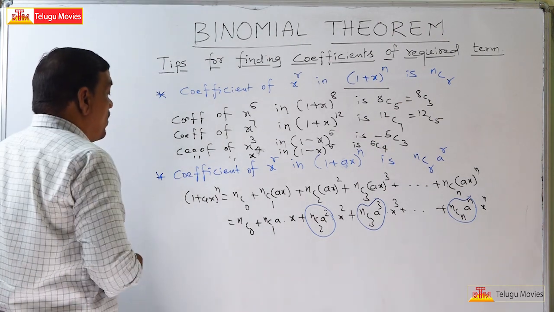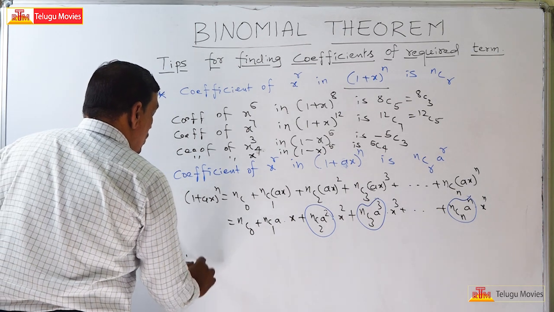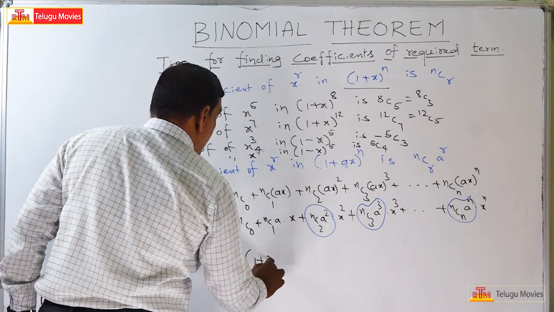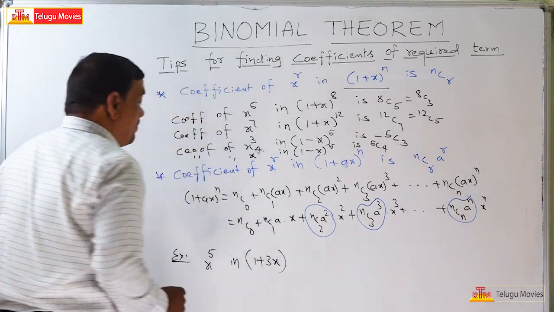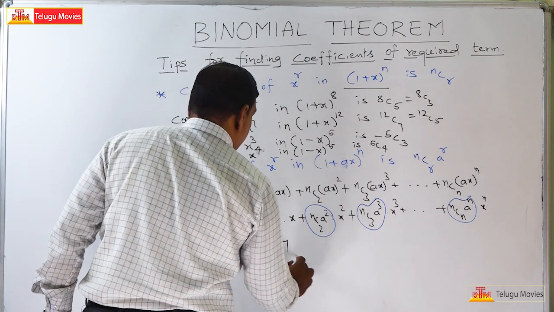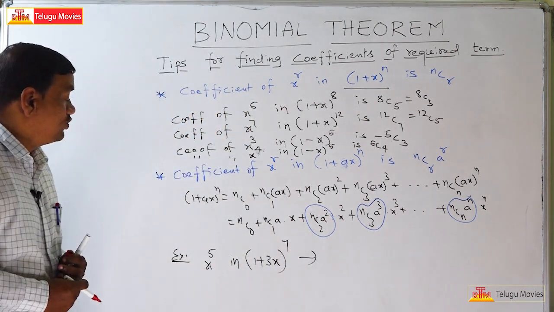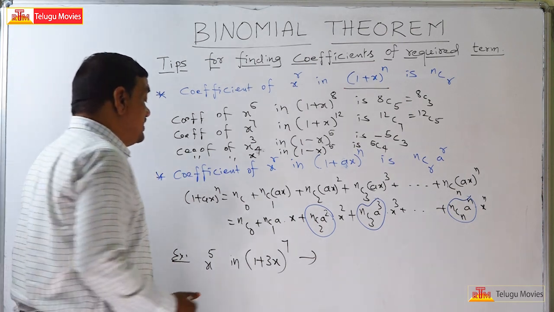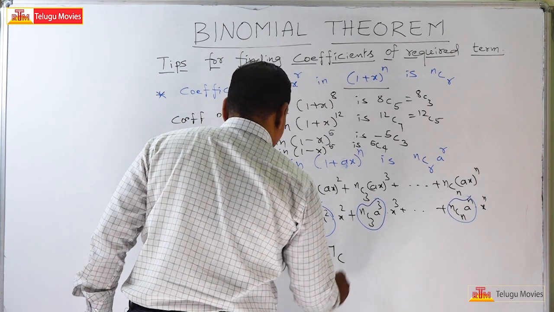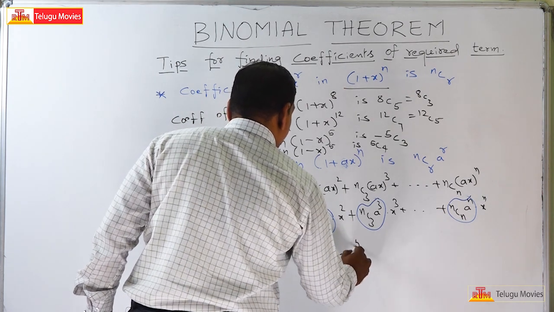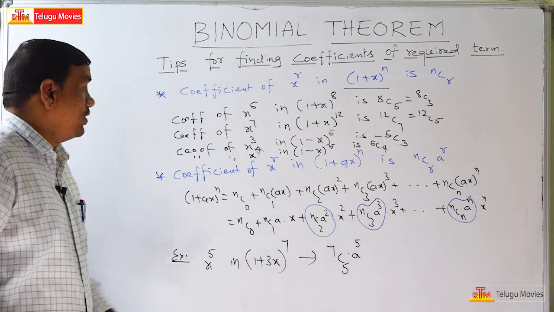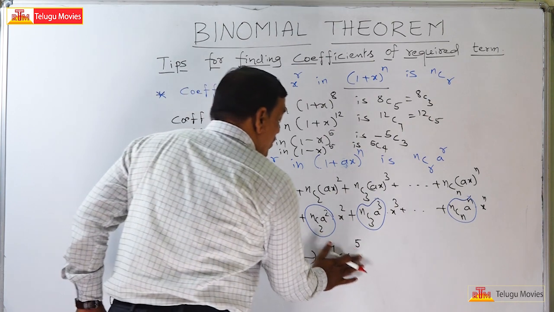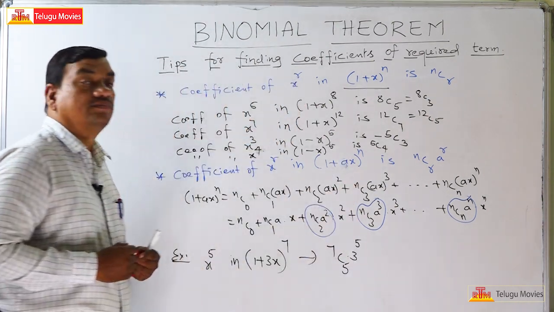For example, what is the coefficient of x to the power of 5 in the expansion of (1 plus 3x) whole to the power of 7? This is given by 7C5 into a to the power of 5. Understand? Here a is 3, so 3 to the power of 5 will come.